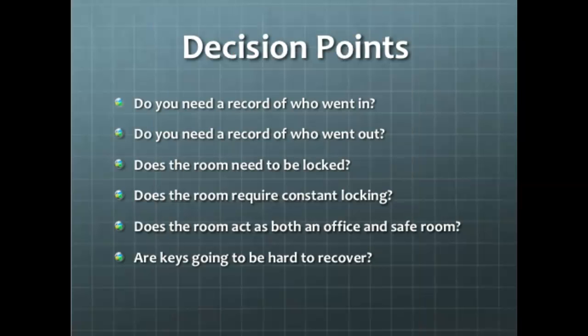So really what I did is I went through a series of decision points on each one of those doors. Did I need a record of who went in? Did I need a record of who went out? Right? If that's required, you kind of know what you need to do. There's limited choices. Does the room need to be locked at all? Does it require constant locking? Does it always need to be locked from the outside, no matter what? Does it act as an office and a safe room?